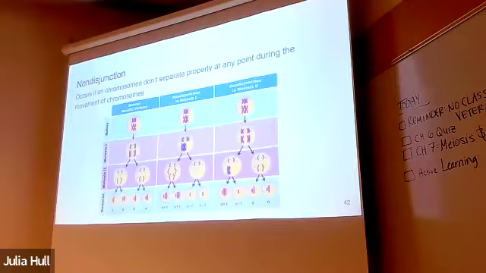And if I was mean to you, I'd give you this little box here, and I'd ask, did the non-disjunction event occur during meiosis 1 or meiosis 2, and how do you know?